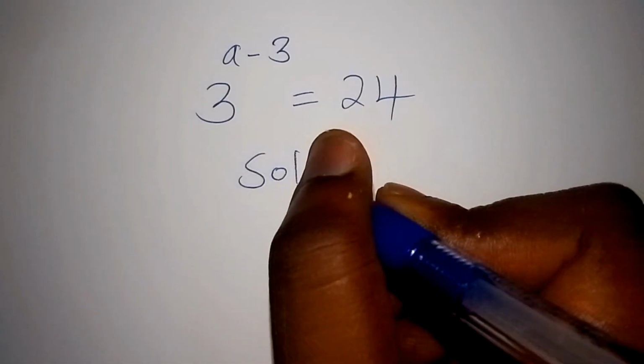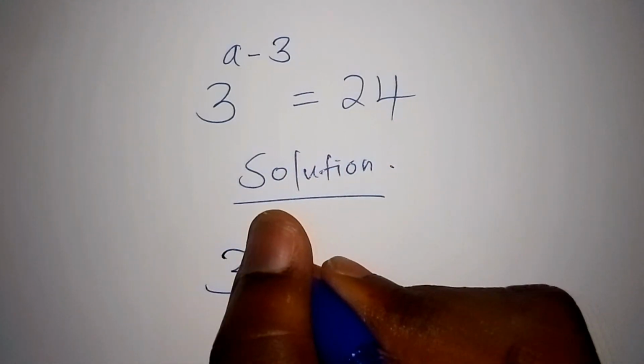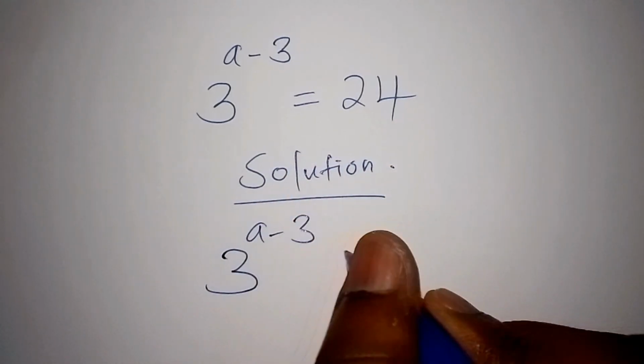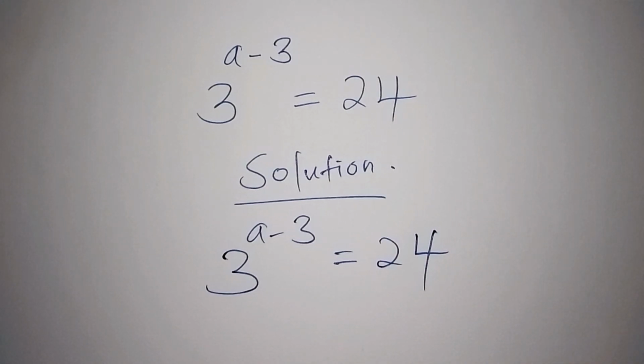So on our solution, this is the problem that we have. We have 3 to the power of a minus 3 is supposed to give us 24. In this case, we are asking ourselves, what is the value of a? So how do we go about solving this problem?